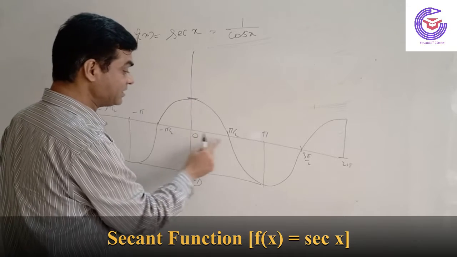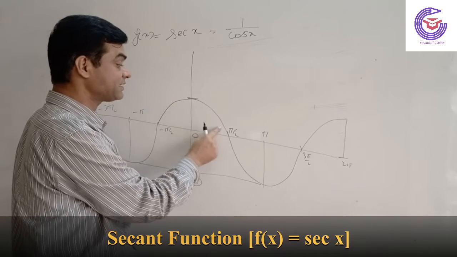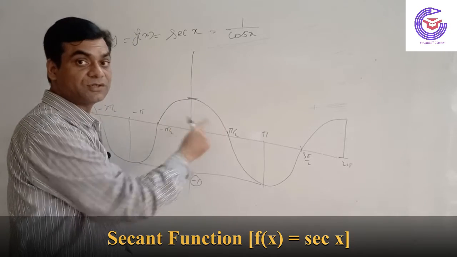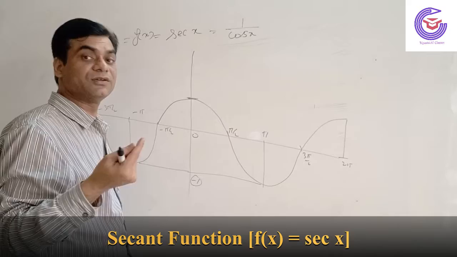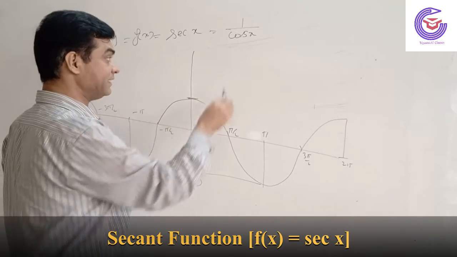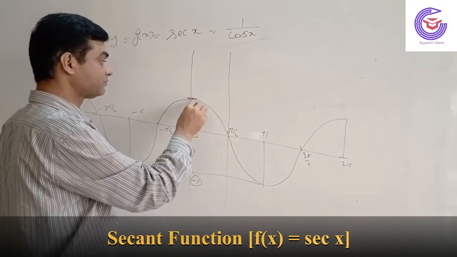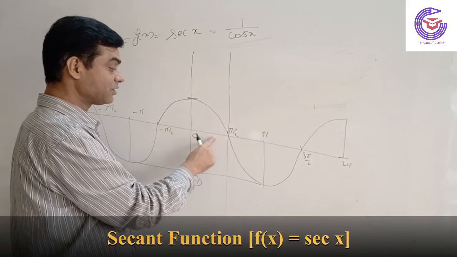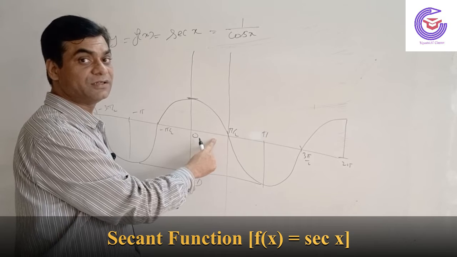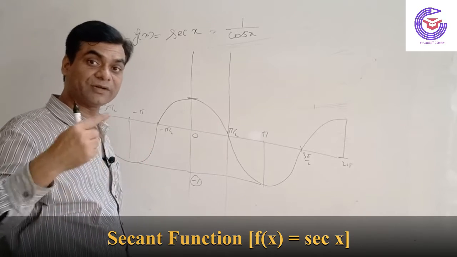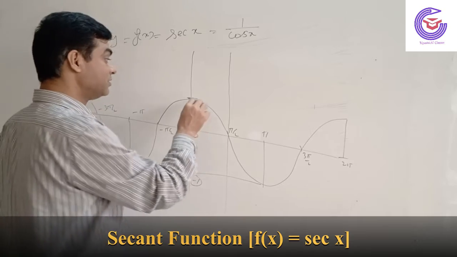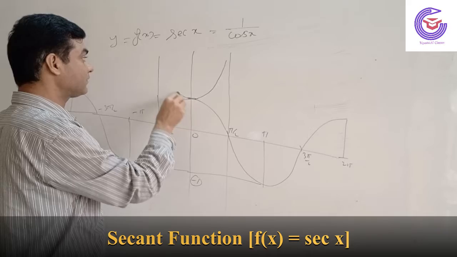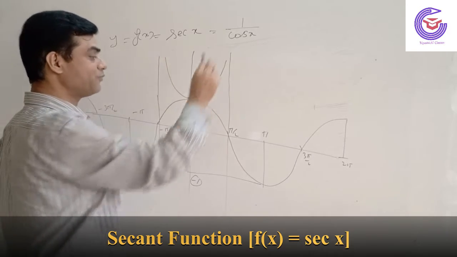So between 0 to pi by 2, value of cos x is between 0 to 1, because it starts from 1 and goes to 0. So when you reciprocate that thing, it will go from 1 to infinity. So it will go like this. Here it is less than 1. So if you reciprocate, suppose here 1 by 2. Cos pi by 3 is 1 by 2. So what will be sec pi by 3? Reciprocate 1 by 2, so that will be 2. So it will go like this. In a similar manner here. So this is the graph of sec x.